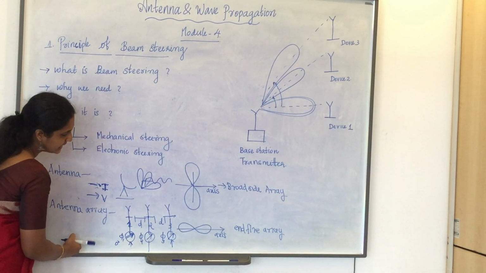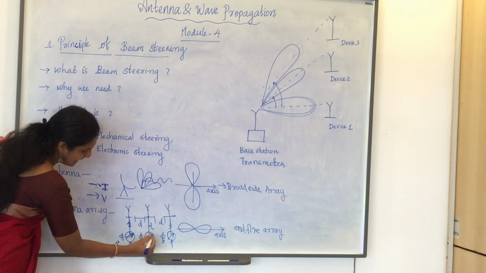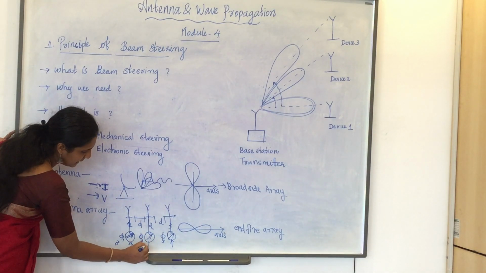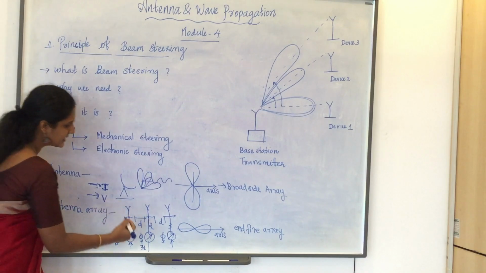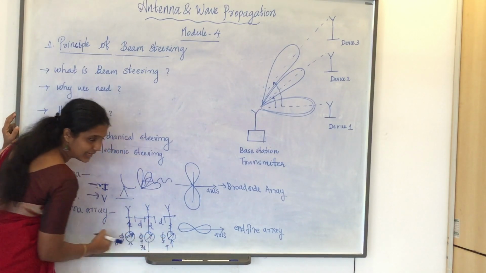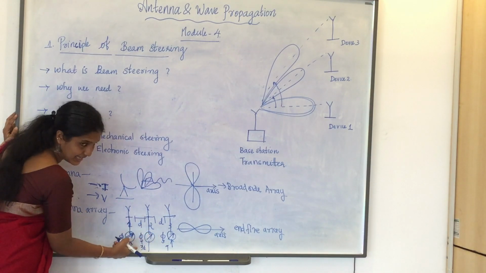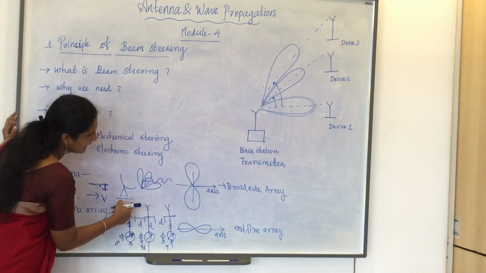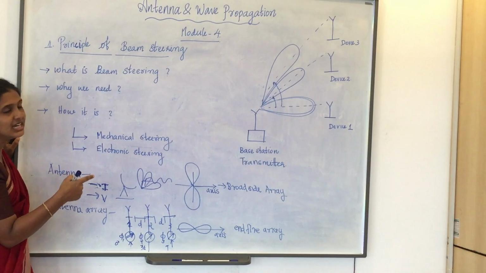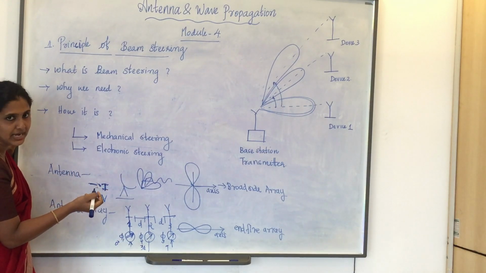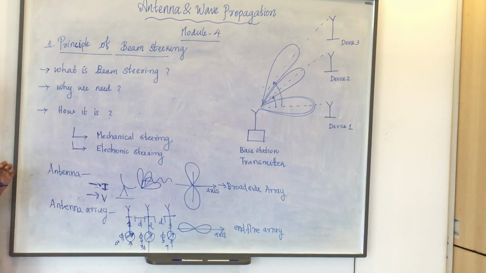Progressively means, for example, we start with a current from 0 degree, then for the next element we start with pi by 2, then for the next element we start with pi. There is a progressive phase shift here. Thus we can continuously steer the radiation pattern. This is the principle behind beam steering.